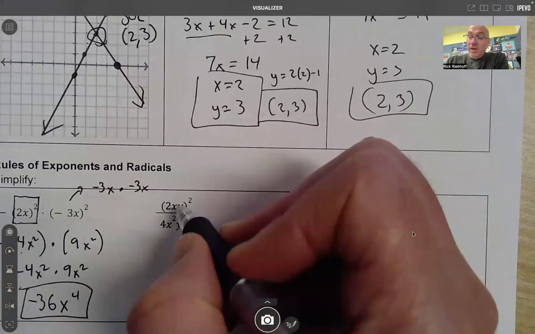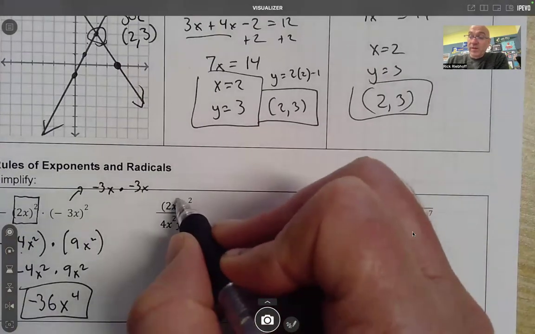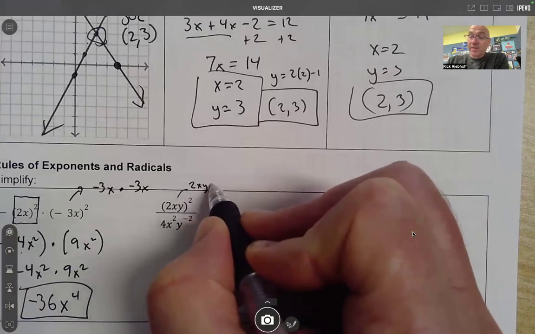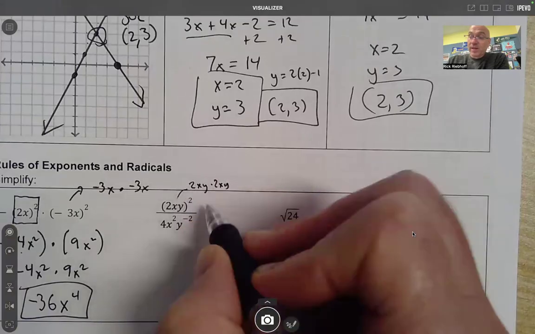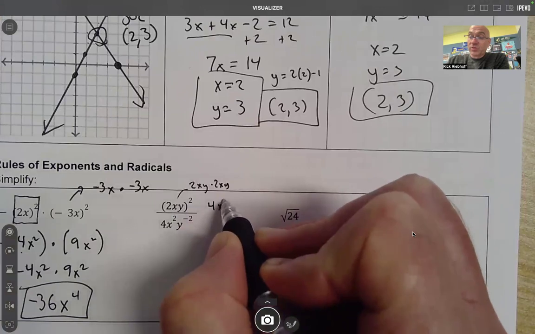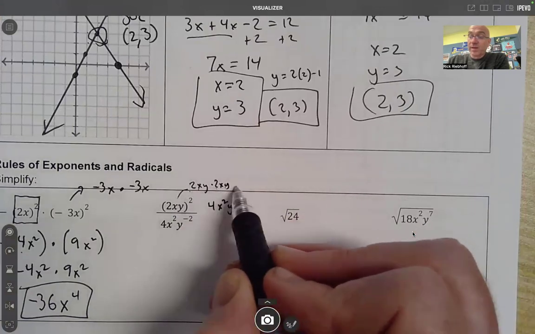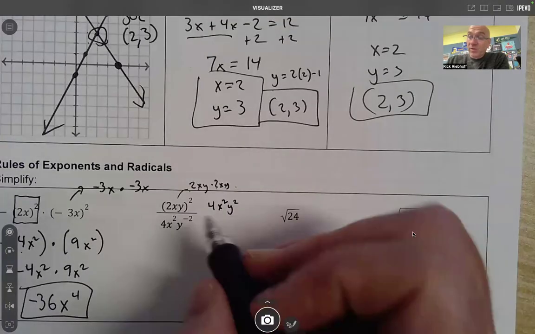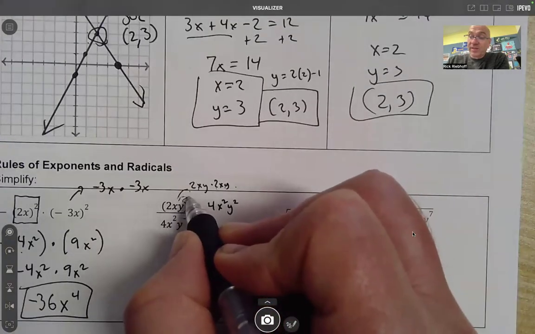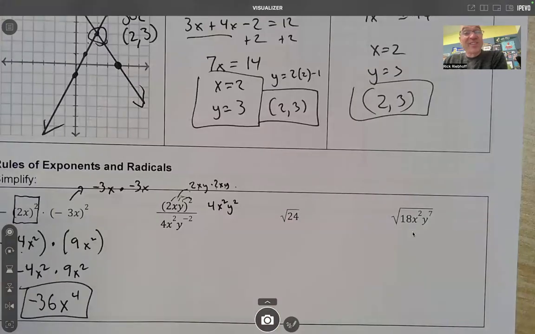All right, here. I'm going to square this. So this means 2xy times 2xy. That's going to be 4x squared y squared. 2 times 2, x times x, y times y, right? You could also think of this 2 as kind of like distributing to all of those. It's not really the distributive property, but it kind of feels the same.